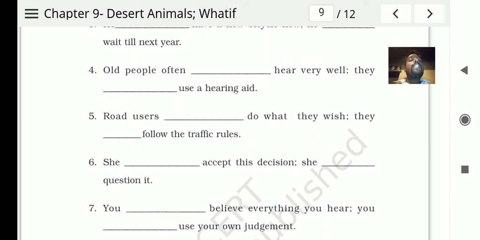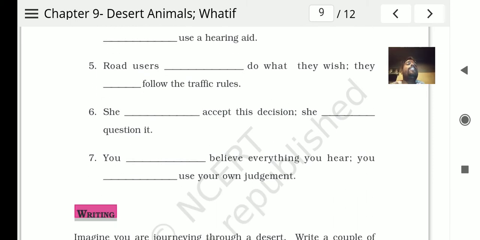Road users dash do what they wish. They dash follow the traffic rules. What you have to fill up here? Let me tell. Road users cannot do what they wish. They have to follow the traffic rules. So this you have to fill up. Let us know the next one.